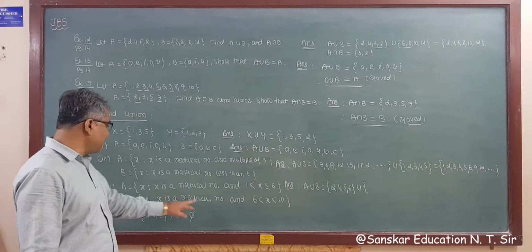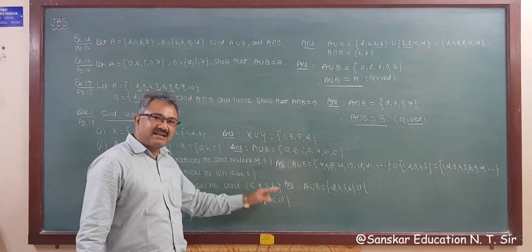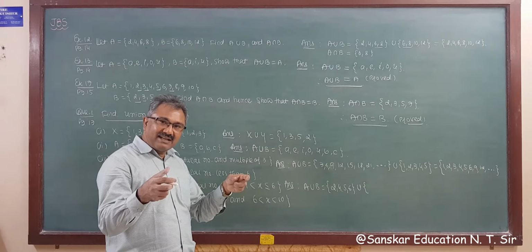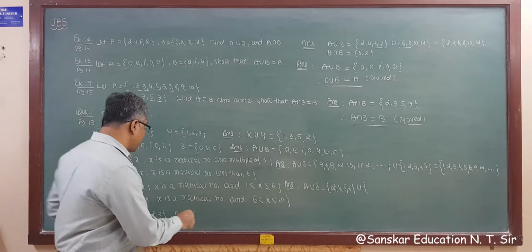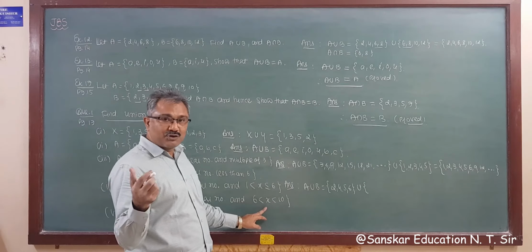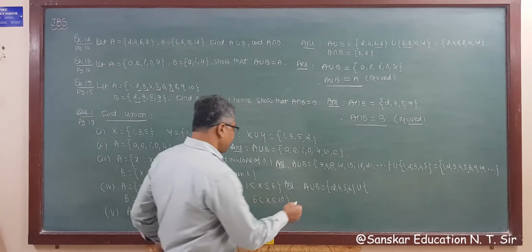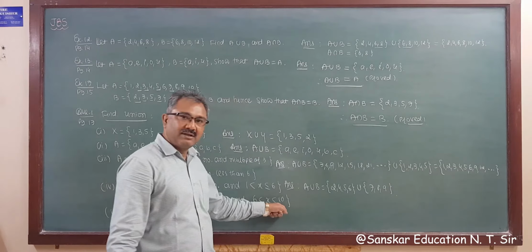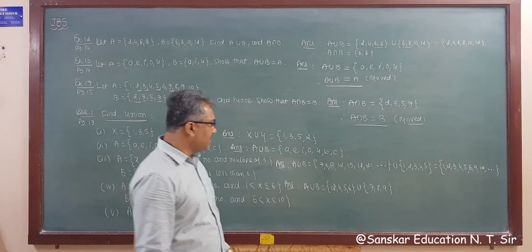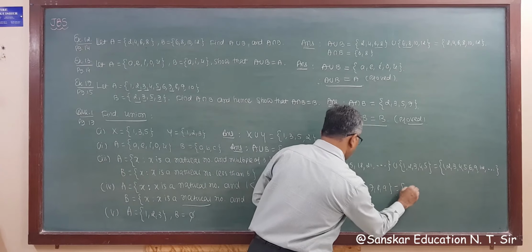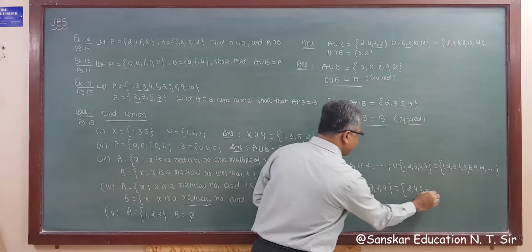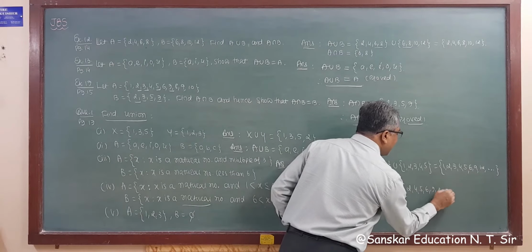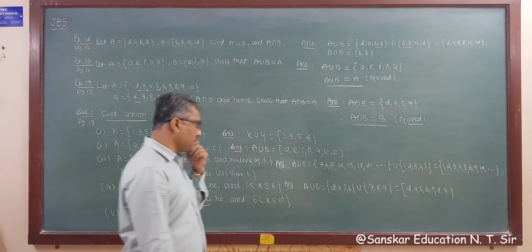Now B is given: X is a natural number and 6 is less than X is less than 10. Means 6 and 10 are not included. Between 6 and 10 there are all real numbers, but it is given natural numbers, so you have to take only positive integers, that is 7, 8 and 9, because 10 is not included. Now the union of these two sets is 2, 3, 4, 5, 6, then 7, 8 and 9 remaining. This is the union of two sets.